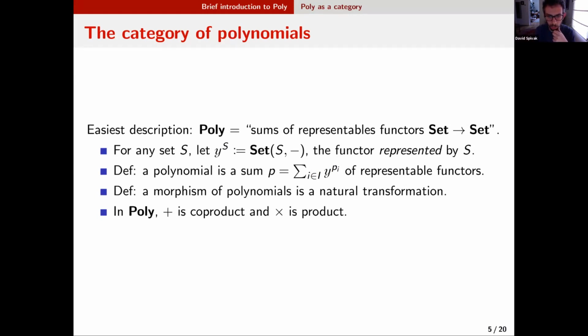And so a polynomial is a sum of these representable functors. So it's a sum over some indexing set I, with a notation I'm going to use, y to the pi. A morphism of polynomials is just a natural transformation. And in poly, plus is the coproduct and times is the product. So y squared plus 3y plus 2 really is the product of y plus 1 and y plus 2.